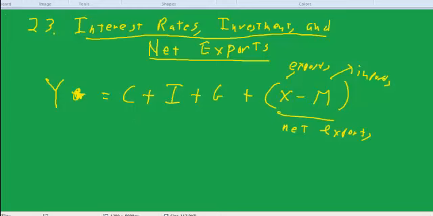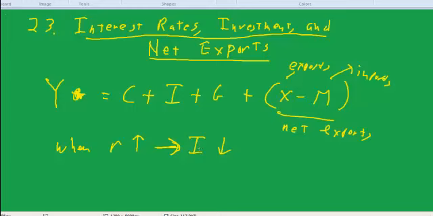Okay, well, let's go back to I. So I'm going to say when R goes up, investment goes down. So all these arrows here, this up arrow means that an increase in something, a down arrow means a decrease in something, and I use this arrow here to show causality. So interest rates going up causes investment to go down. That's what all these symbols mean.